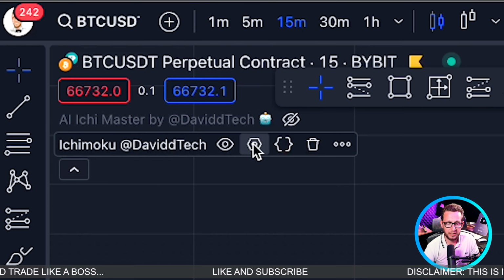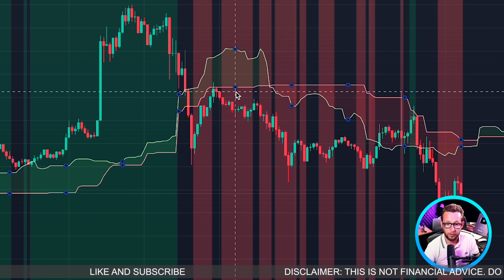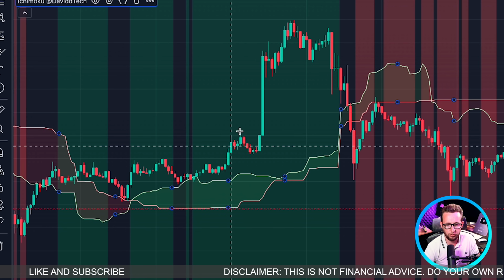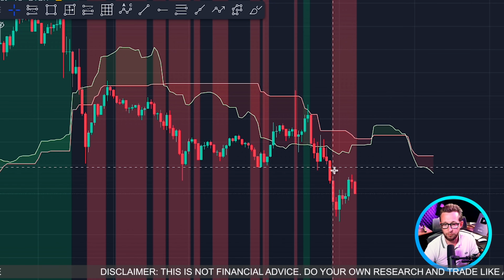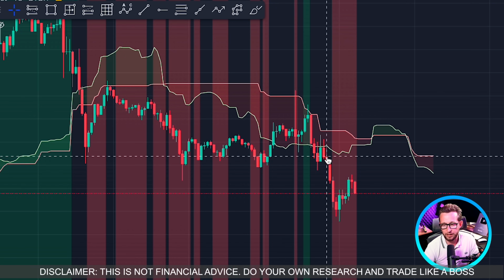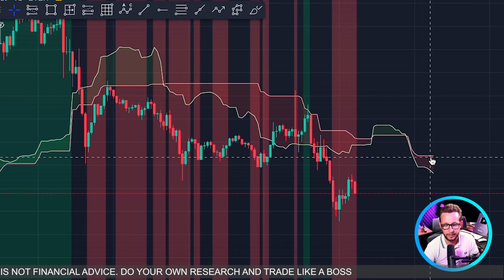So a little bit confusing. That's why I've added the background here, just like this, so you can confirm your entries. When the background is green, it means that price is above the cloud. And when it's red, like it is at the moment, we are looking for shorts. It means that the cloud is red in the leading position.